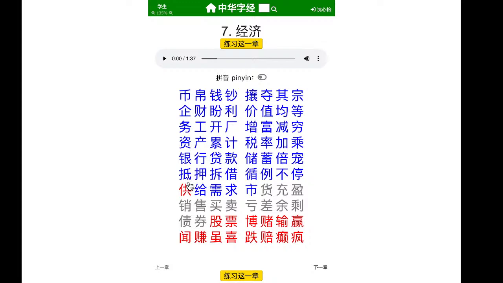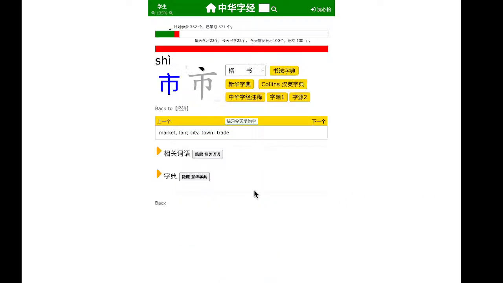But here, when you're talking about 供给需求, I believe this is referring to supply and demand. Yeah, as the economic concepts. 是.